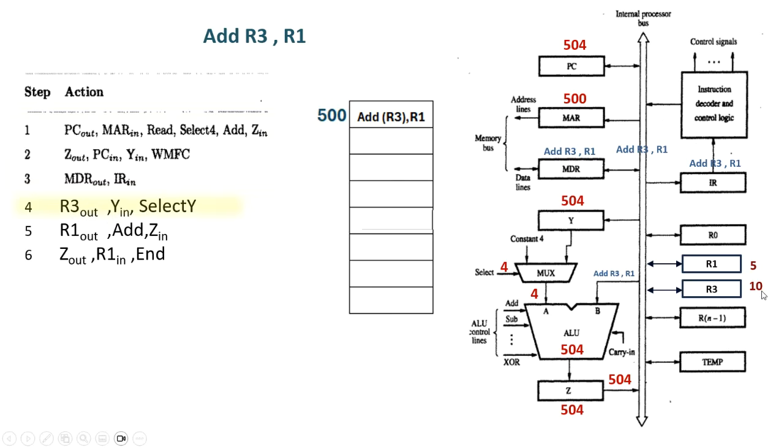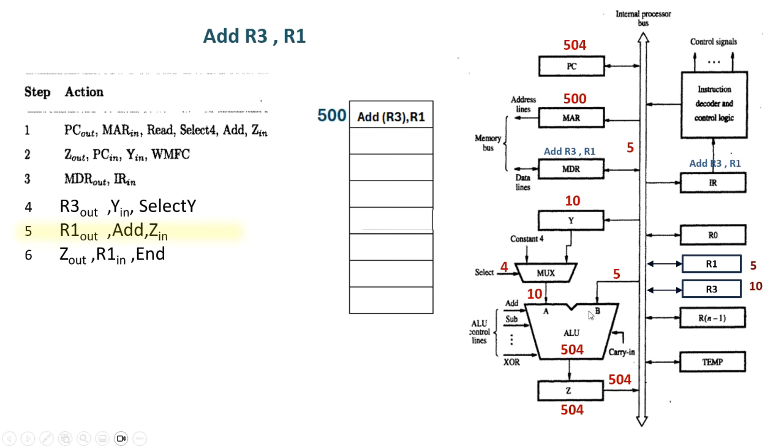So the R3 value 10 can be moved here. Y in is enabled, so the Y value is also updated and you can select Y. So this 10 value can be moved into the first input of the ALU. In the next step, the R1 value can be moved to the internal bus. Then the add signal is enabled.